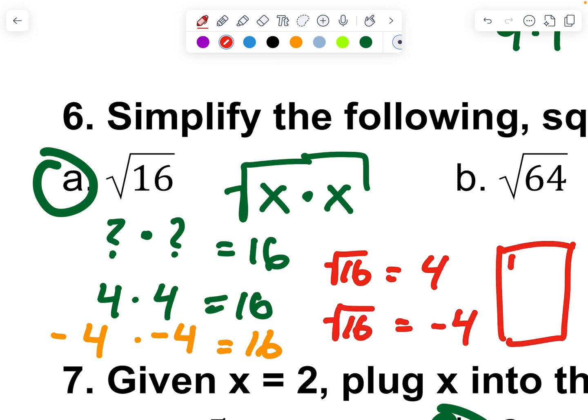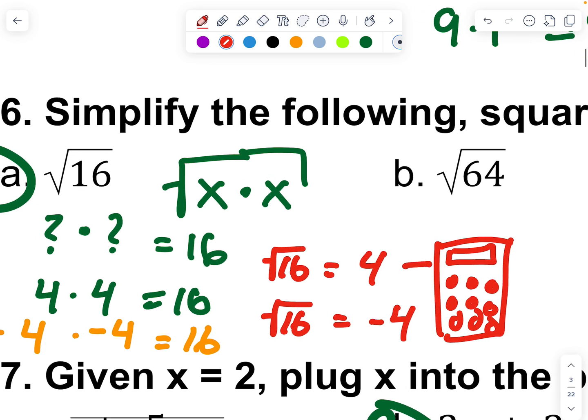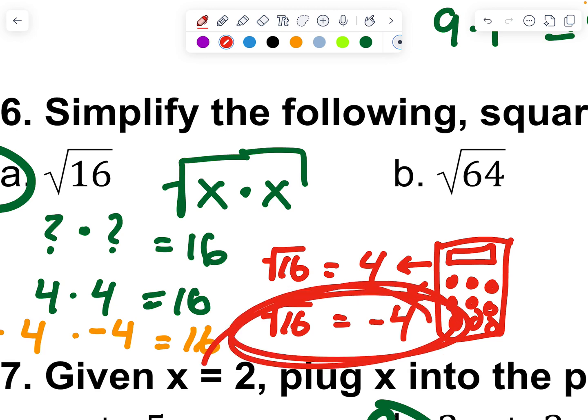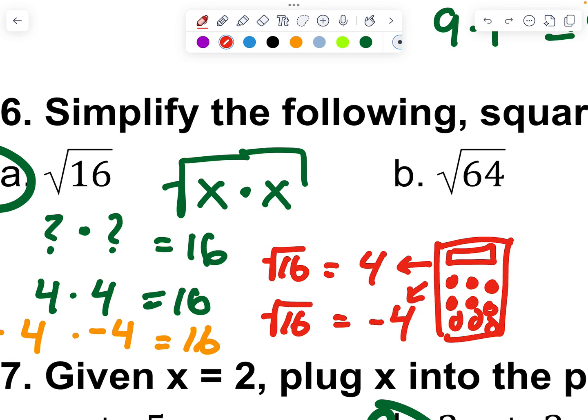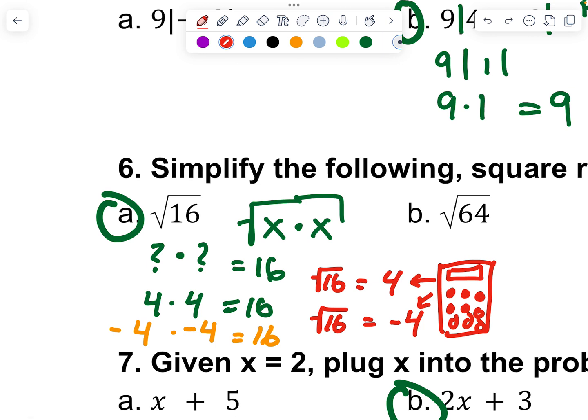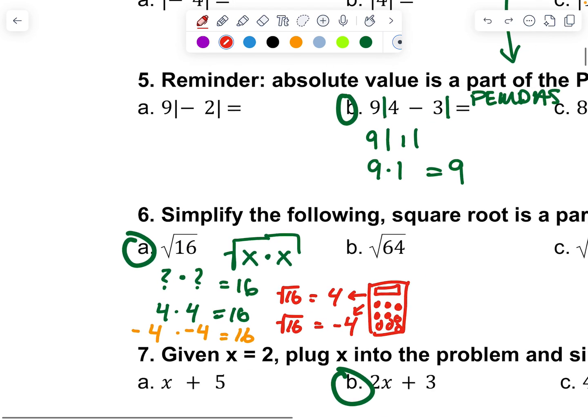Now, your calculator, when you type this in, is going to give you 4. It is not smart enough to tell you that the square root of 16 is also -4. And so this is for you to have to remember. Your calculator is not going to also give you that negative number. You have to remember that square rooting a number gives you a negative value as well.